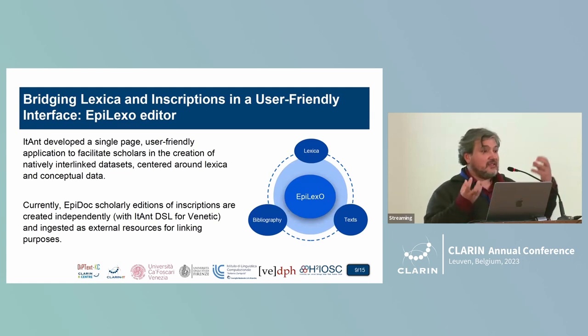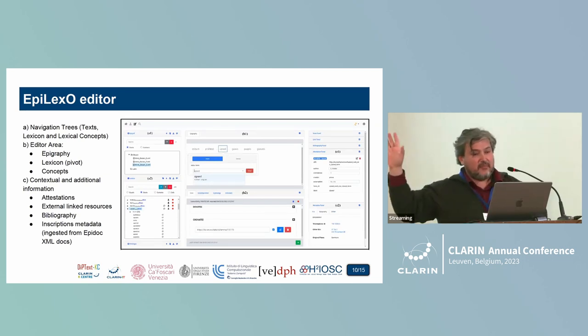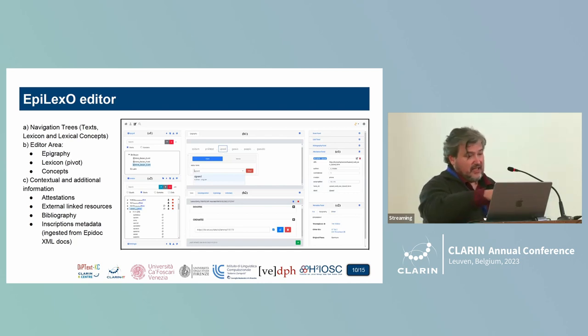So we have the text that is encoded by the DSL, experimentally on Venetic, and we have the purpose to extend also to other Italic languages, okay? And then it is ingested in Epilexo, okay? So here we can see the Epilexo editor that has these features: navigation trees, so text, lexical, lexical concepts, an editor area. Here we can see the text, the epigraphy, the lexicon, the concepts, the contextual and additional information that can be selected and joined.